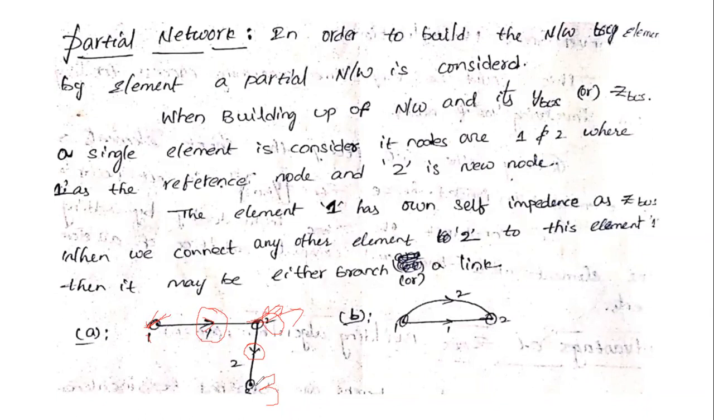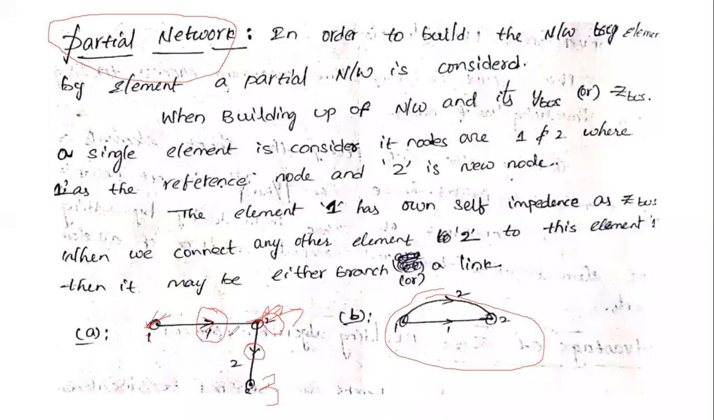And the third node is called the new node. This formation of elements is called a partial network. This is one partial network, and this is also another partial network.